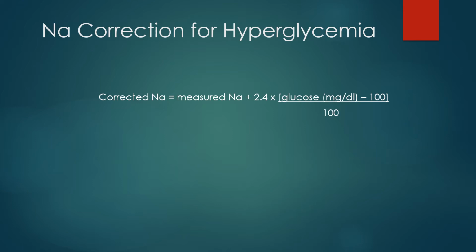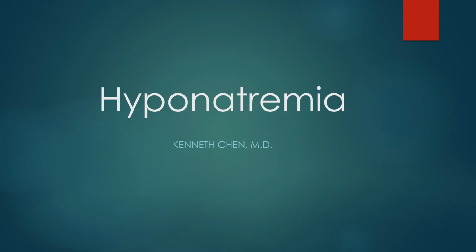The corrected sodium is equal to the measured sodium plus 2.4 times the glucose level minus 100, divided by 100. This is the same formula used to correct the sodium level due to pseudohyponatremia from hyperglycemia. It's been shown that in hyponatremic patients with severe hyperglycemia, the corrected sodium level correlates better with clinical outcomes such as mortality. Now I'm going to talk about hyponatremia, which is most often caused by the non-osmotic release of ADH.